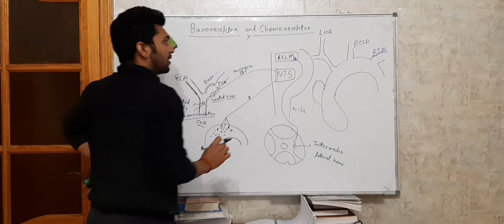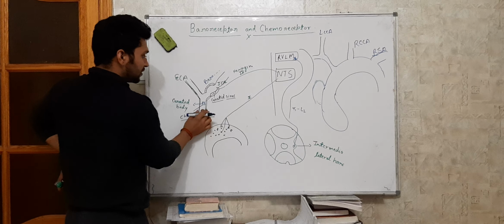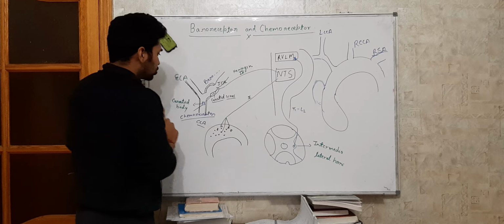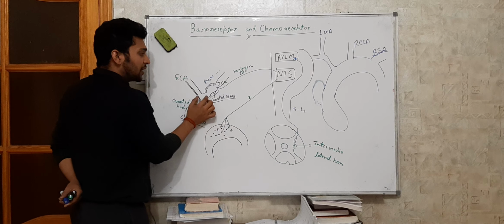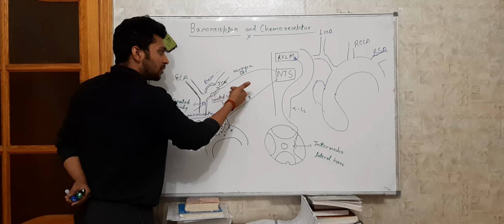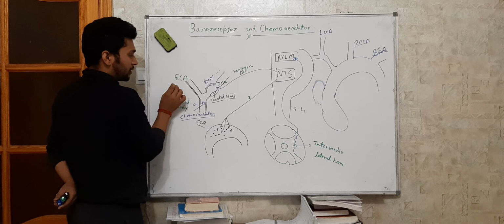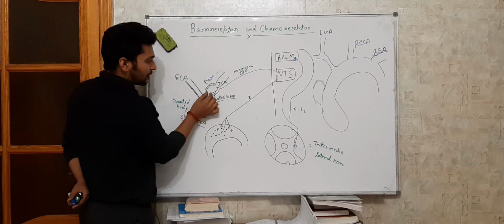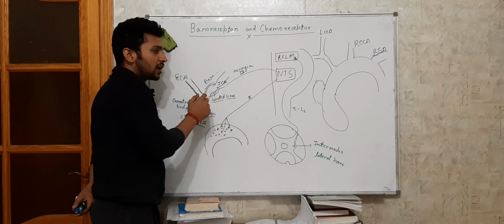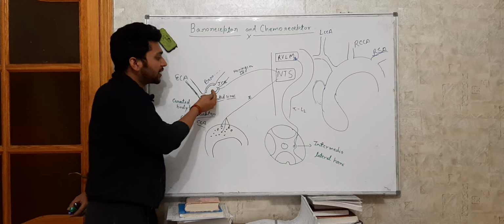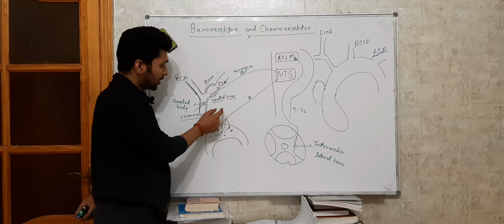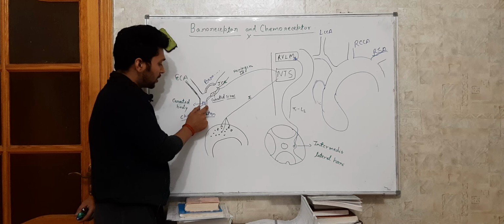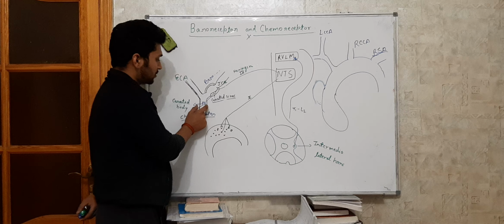We will take one common carotid artery, and this is the common carotid artery that is coming from the arch of aorta. This common carotid artery is dividing into two parts: the internal carotid artery and the external carotid artery. In the bifurcation of the internal carotid artery, we have the carotid sinus. And in the common carotid artery, we have the carotid body.